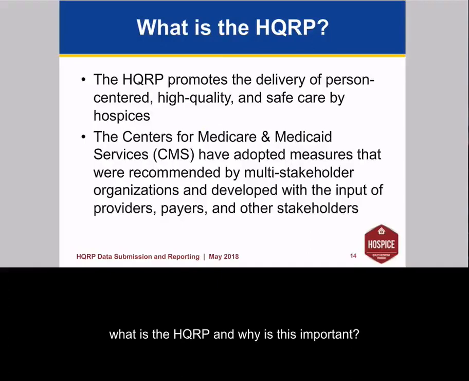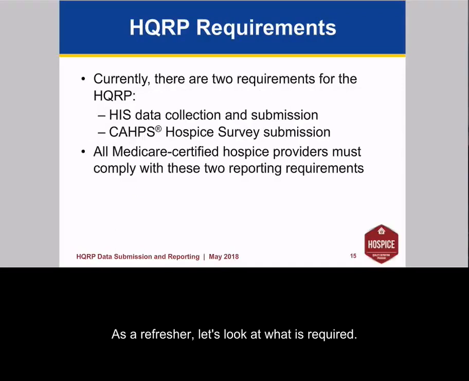So what is the HQRP, and why is this important? The Affordable Care Act authorized the establishment of a quality reporting program for hospices and specifies that the hospice programs shall submit data on quality measures. The Hospice Quality Reporting Program, or the HQRP, promotes the delivery of person-centered, high-quality, and safe care by hospices. The Centers for Medicare and Medicaid Services, or CMS, has sought to adopt measures recommended by multi-stakeholder organizations and developed with the input of providers, purchasers, payers, and other stakeholders. As a refresher, let's look at what is required.